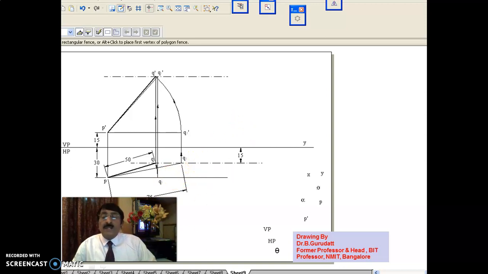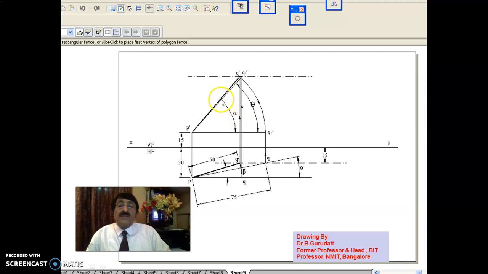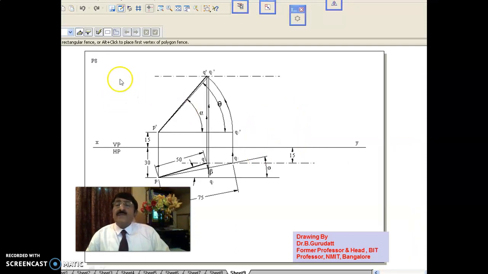Any procedure you adopt, but the problem has to be correct, and you measure alpha, beta, theta, phi and all that. If you see here, I have measured: this is alpha, the front view inclination of the line with respect to HP. Theta is the true inclination of the line with respect to HP. Then you call this beta. This beta is the top view inclination of the line with respect to VP, and phi is the true inclination of the line with respect to VP. In that way, you are able to complete one very good problem given in the exam. See here, this is the 8th problem in the VTU textbook and all that.